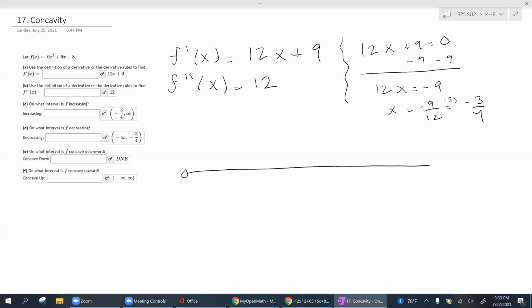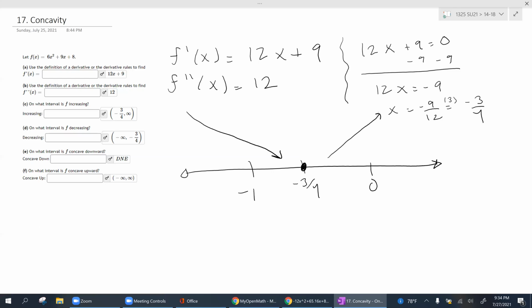So using the first derivative test, I put -3/4, I'll put 0, and we'll use 1. This is my critical point. Let's plug in -1 into the first derivative and see what I get. You apply -1 into the first derivative and you get a negative answer: -12 plus 9 gives me -3. You apply 0 into the first derivative and you get 9.